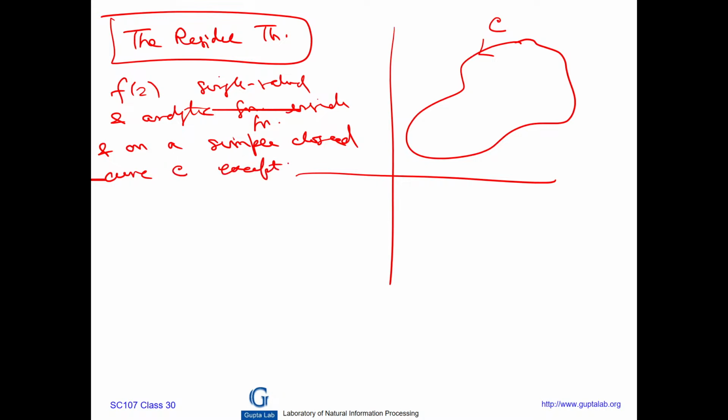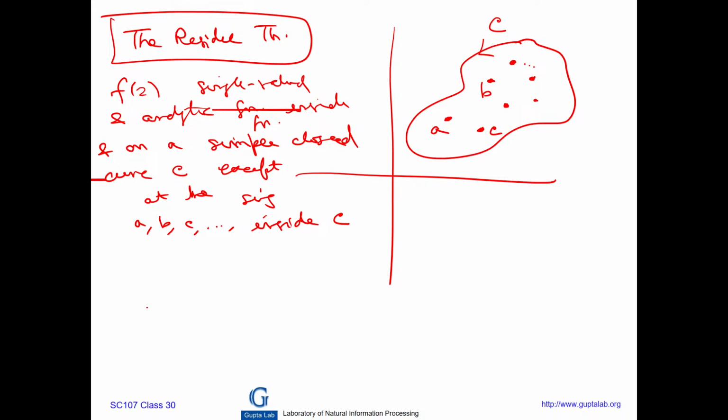except at the singularities. Some finite number of singular points could be there, so maybe here, something like say A, B, C, and some more. Some finite number of singular points are there, at the singularity A, B, C, dot dot dot inside C.